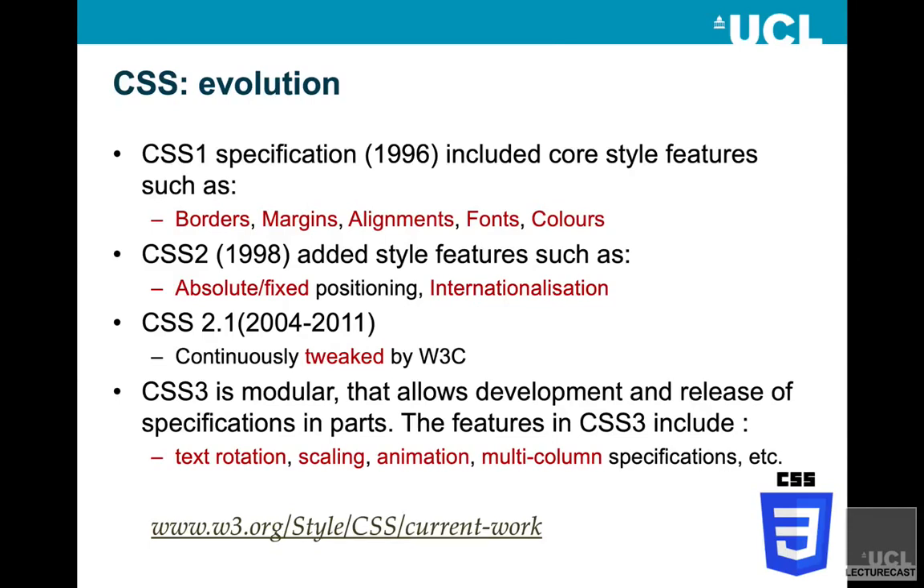And then when it comes time for releasing a specification as part of CSS3, you don't have to worry about the entire specification of the language, but the specification of a module in particular, right? So CSS is becoming much more flexible, and this modularity within the language allows us to come up with new features and maintain the new features better. So the new features that are appearing with CSS are related to text rotation, scaling, animation, multi-column specifications. There are a number of features which are being developed and maintained.